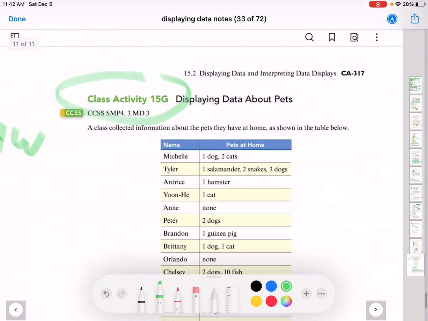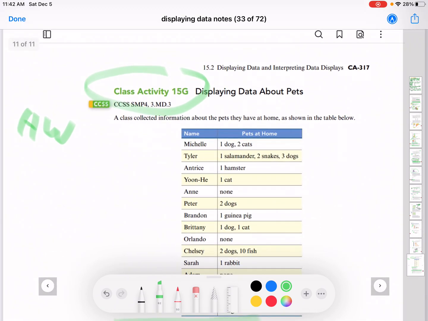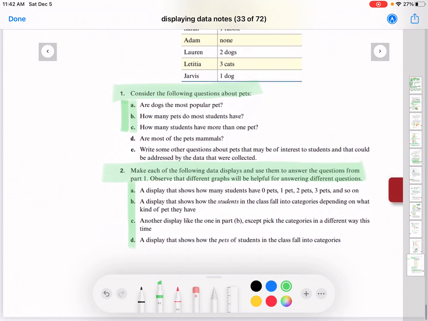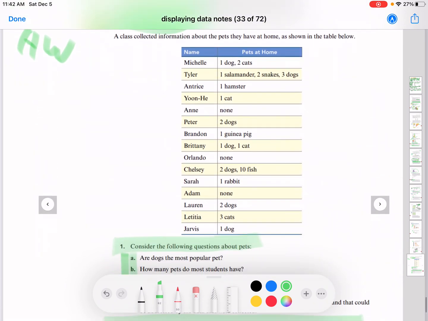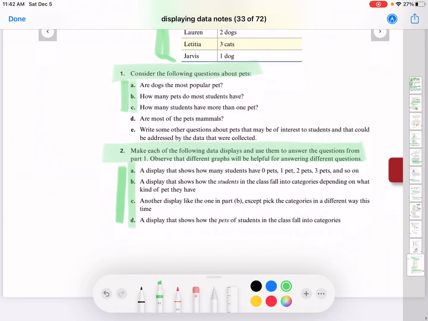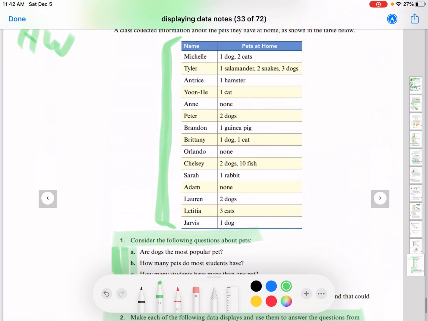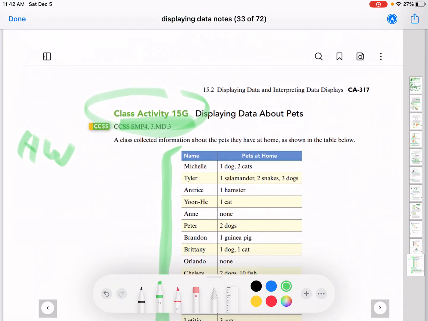All right, all that said, this is your homework for this section. It's activity 15G, and you are only going to be doing numbers 1, A, B, and C, and number 2, A, B, C, and D, which takes this sample data, and you need to put it into the following displays and answer the questions that are asked about it. And that is it for this video.